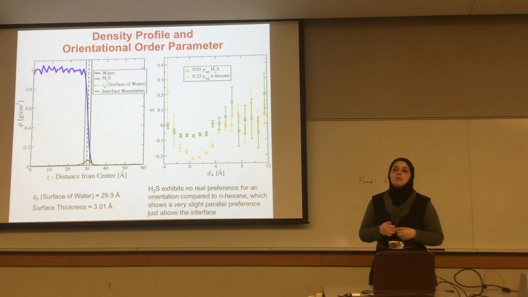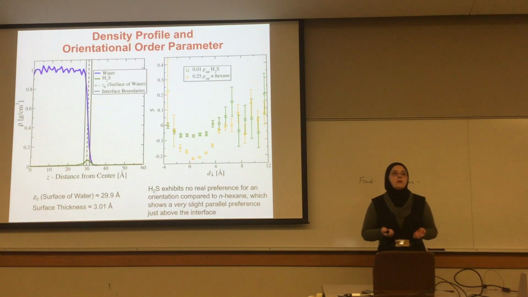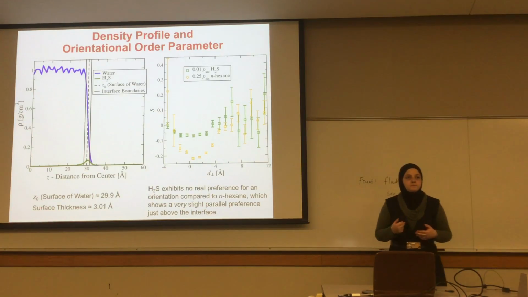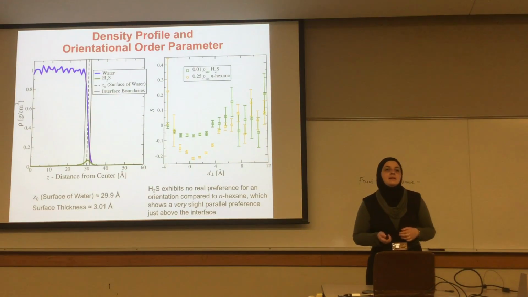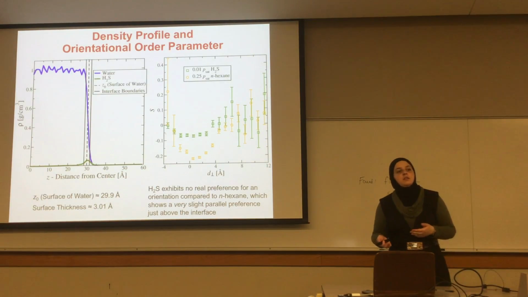And we look at the order parameter, and what do we observe? It's close to zero. There really isn't a favorable orientation there. So H2S is not exhibiting as strong of a parallel orientation as N-hexane.